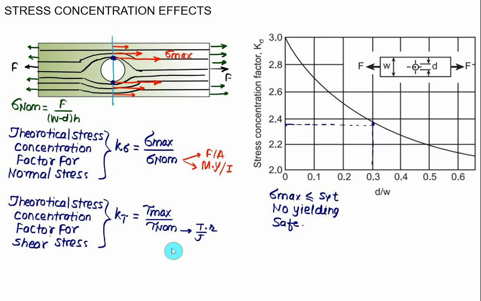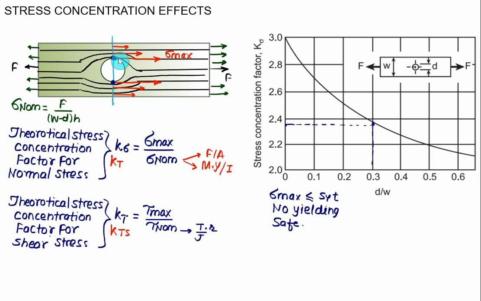A number of authors use the symbol K sub T for K sigma, T for theoretical stress concentration factor. And the theoretical stress concentration factor for shear stress they denote as K sub T S: S for shear, T for theoretical, K for stress concentration factor. So either we can use K sigma or KT. KT is for normal stress and KTS is for shear stress. We can record the values of KT and KTS. Various graphs are available in the data book.